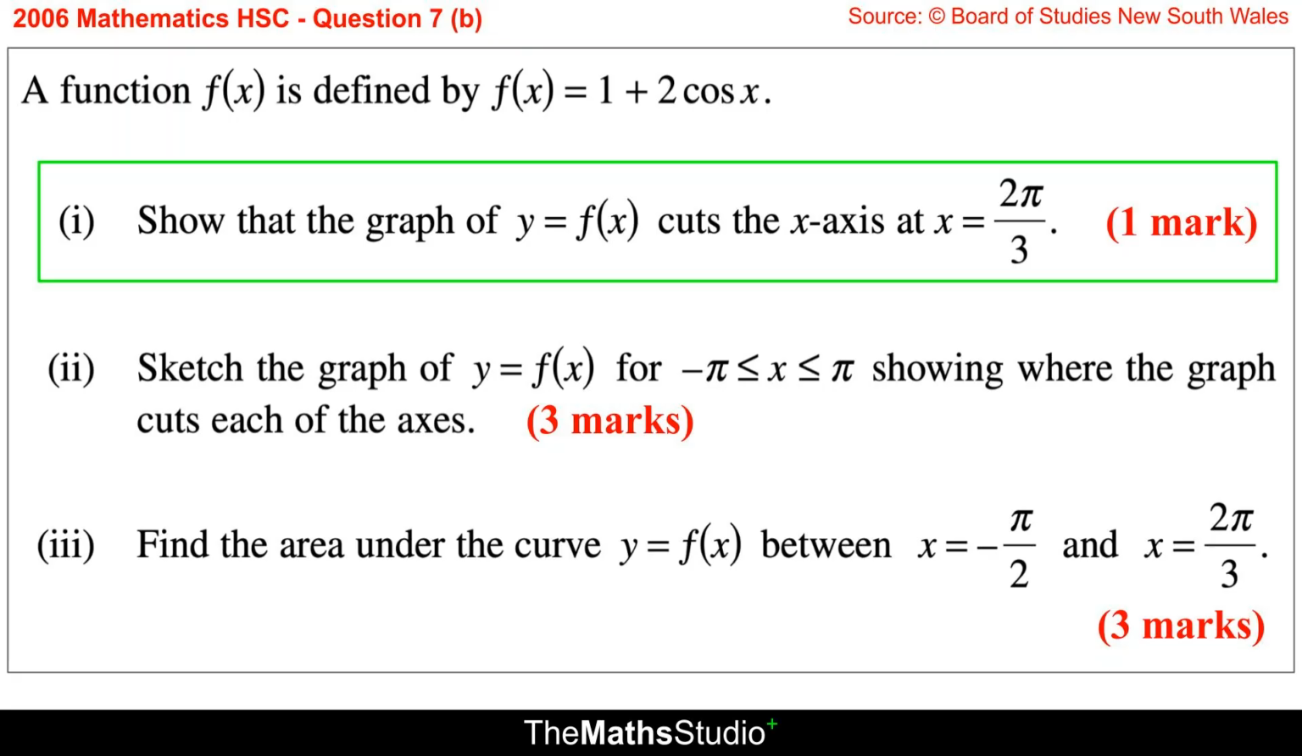Question 7, Part B. A function f of x is defined by f of x equals 1 plus 2 cos x. Part 1. Show that the graph of y equals f of x cuts the x-axis at x equals 2 pi over 3.